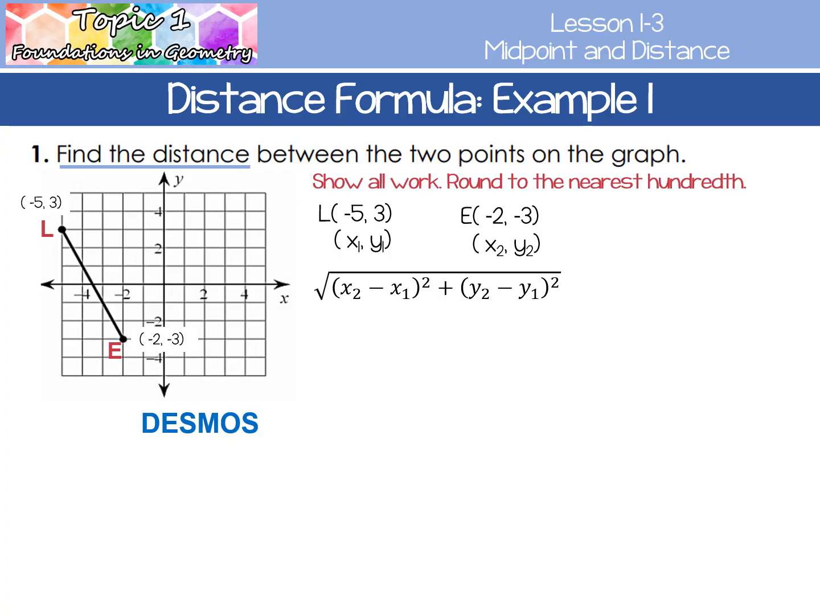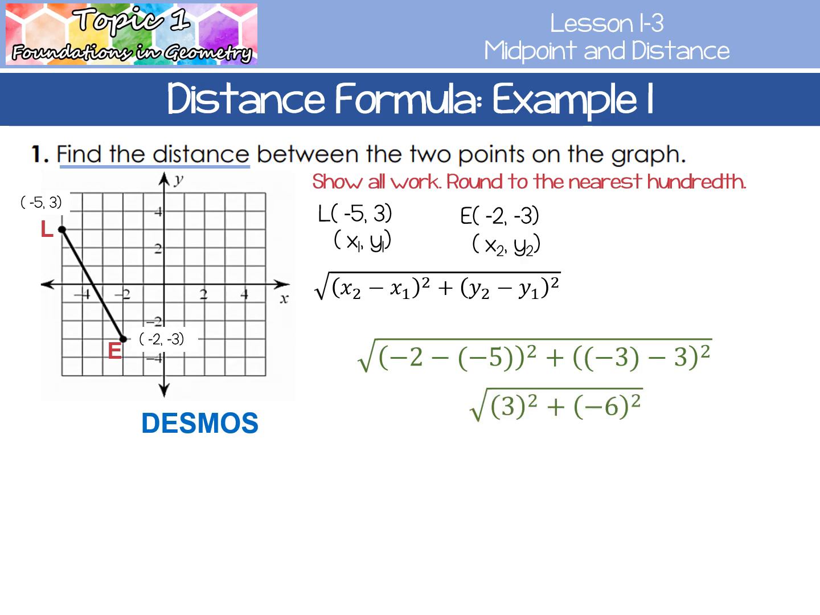We have our formula there, and now we need to plug all of our values in. And technically, it doesn't matter which point has the subscripts of 2 and which one has the subscripts of 1, but just stay consistent. So let's see. Negative 2 minus negative 5. We're going to do that and square it. Plus, subtracting our y's. Negative 3 minus 3.